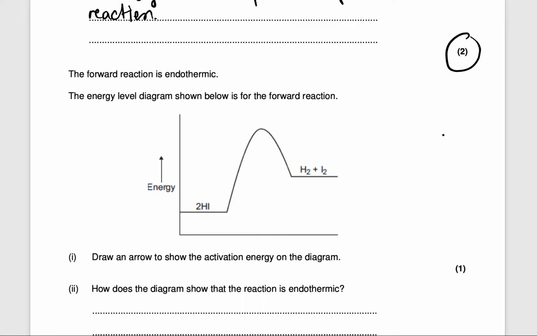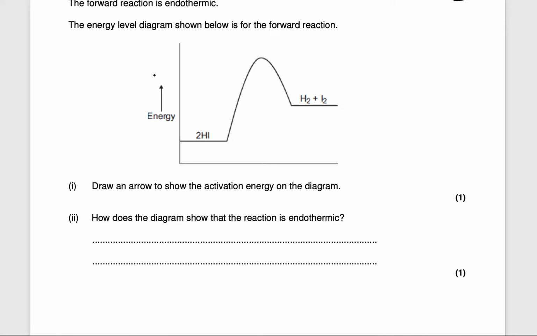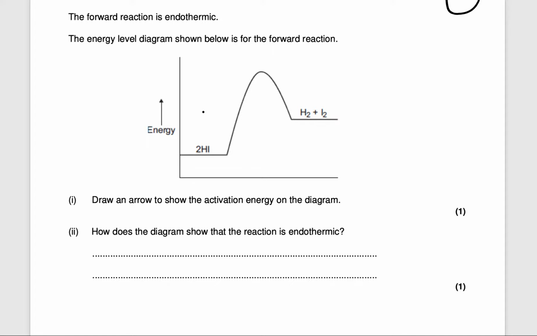The forward reaction is endothermic. The energy level diagram below shows the forward reaction. Draw an arrow to show the activation energy on the diagram. Remember, it's the minimum amount of energy required to start a chemical reaction. So there, labeled A is the activation energy.